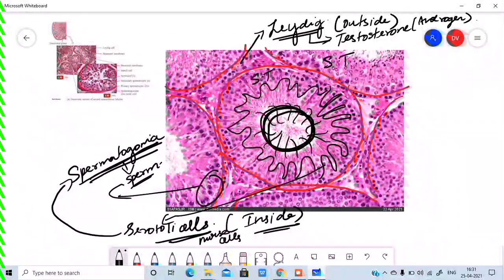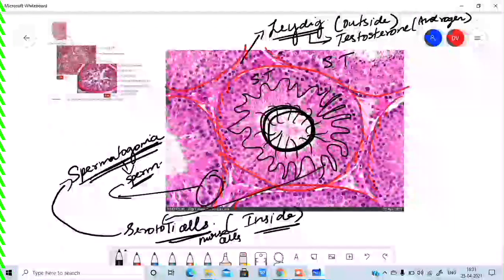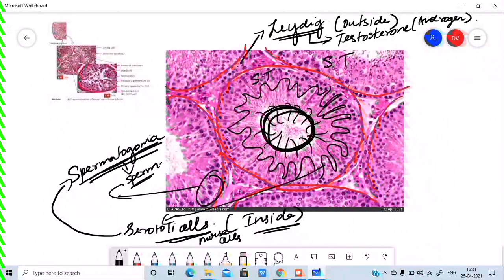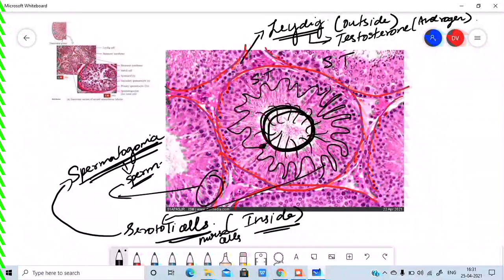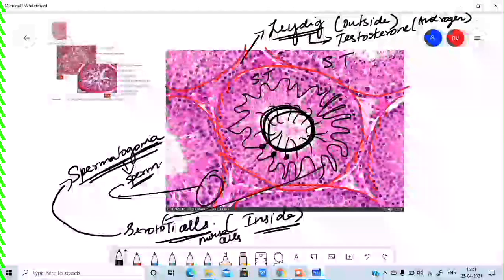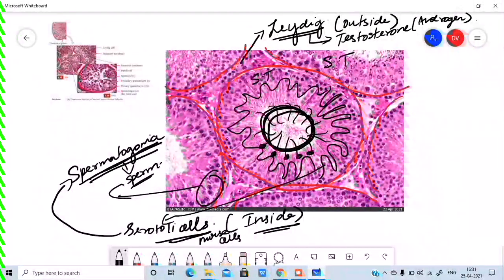So this spermatogonia will develop and finally it becomes the sperm. And you know what happens? The head of the sperm will be attached to the Sertoli cells, and the tail will be falling into the lumen. That is why you can see some tail there.